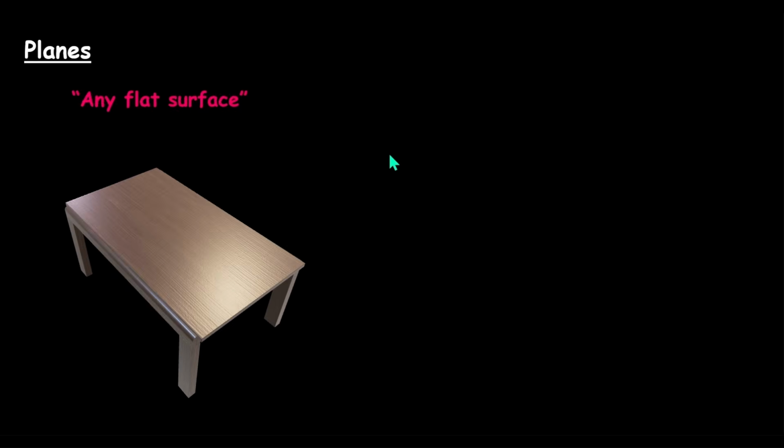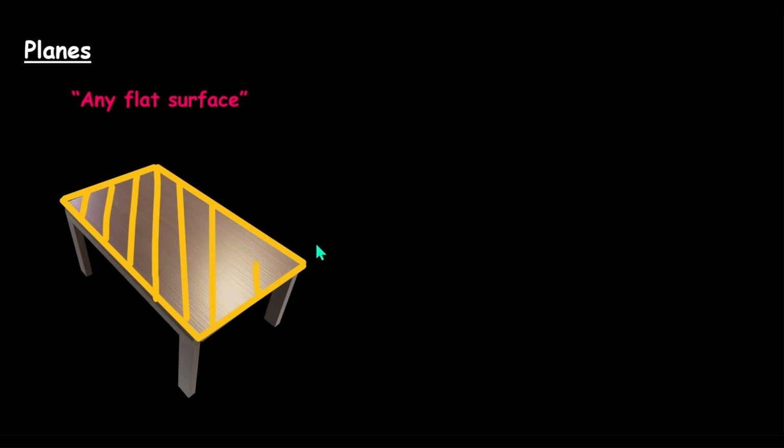Hello everyone. We'll be talking about Euclid's postulates related to planes in this video. So a plane is basically any flat surface. It can be your tabletop, right? We have a table. This top can itself be called a plane because it's a flat surface.